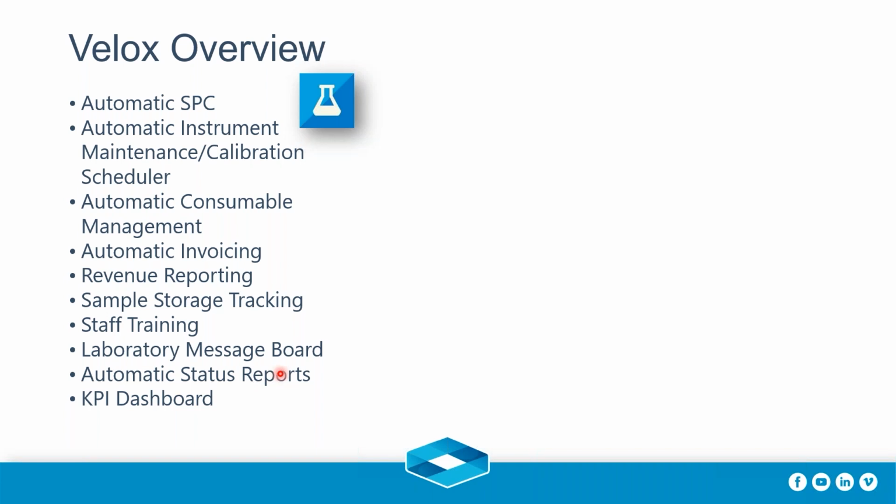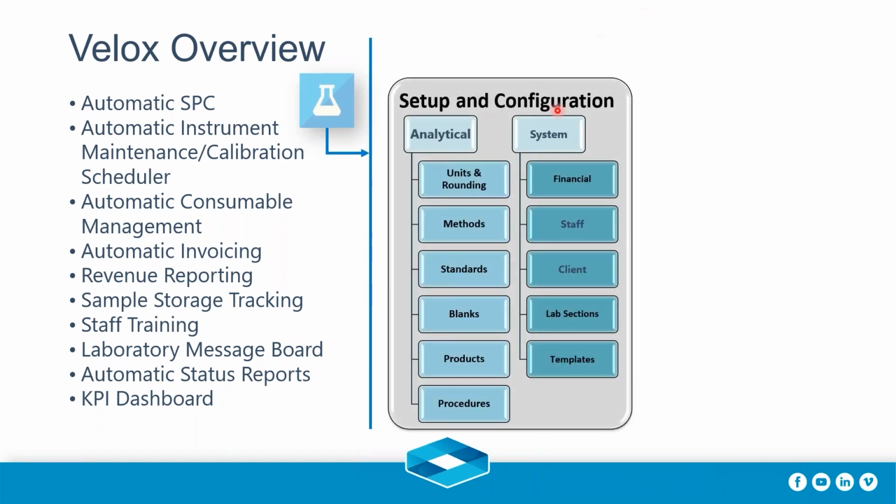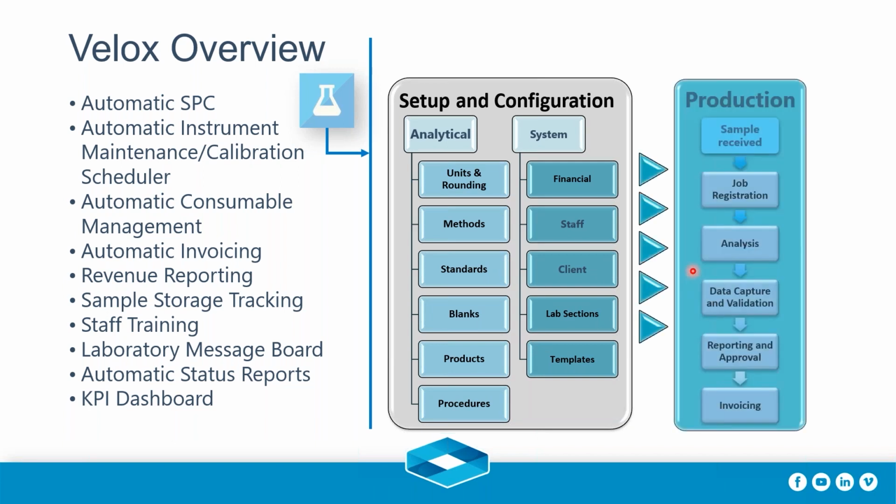We can create automatic status reports, so laboratory managers can view the status of their jobs and samples, whether they've been registered, started, validated, reported, invoiced, etc. And then we also have a standard KPI dashboard that a laboratory manager can view the status of their samples in the system. So obviously CCLAS has a lot of standard applications to set up your clients and standards and methods and staff, etc. And then you then go ahead and analyze those samples.